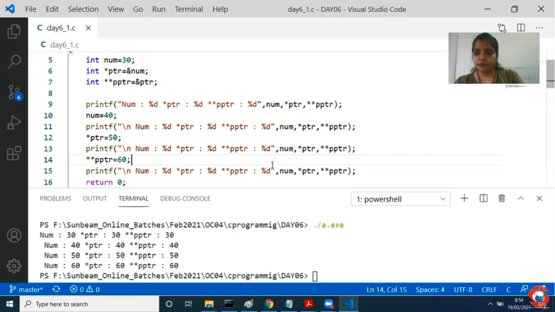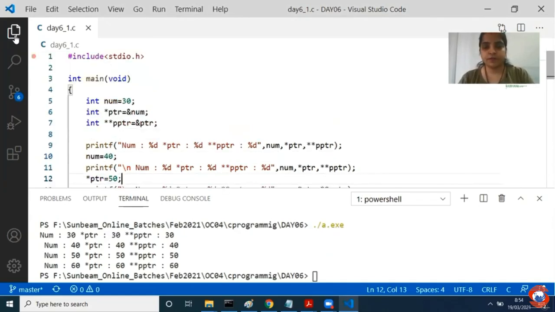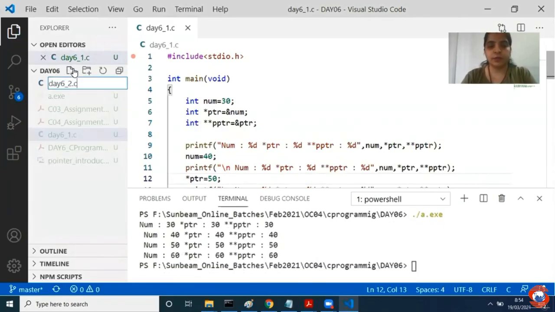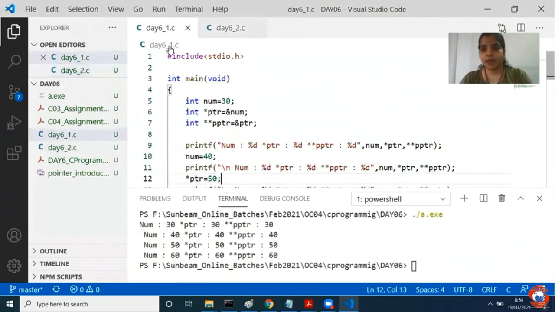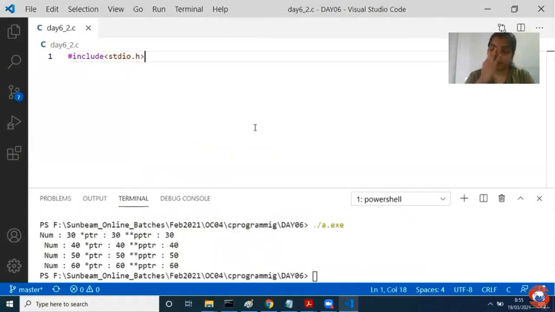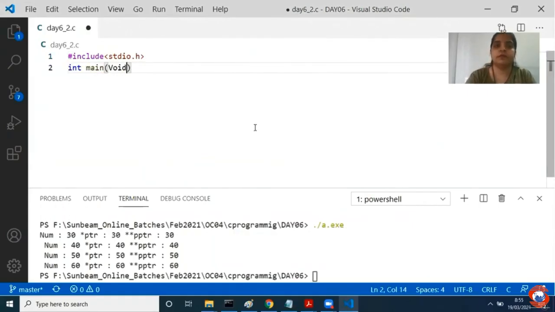Have you understood up to this point? Yes, absolutely correct, Tushar. So I can change the values through pointer and through pointer to pointer. Is it okay? अब concept समझ में आया? Pointer क्या है? If yes, shall we go ahead? I'll say here.